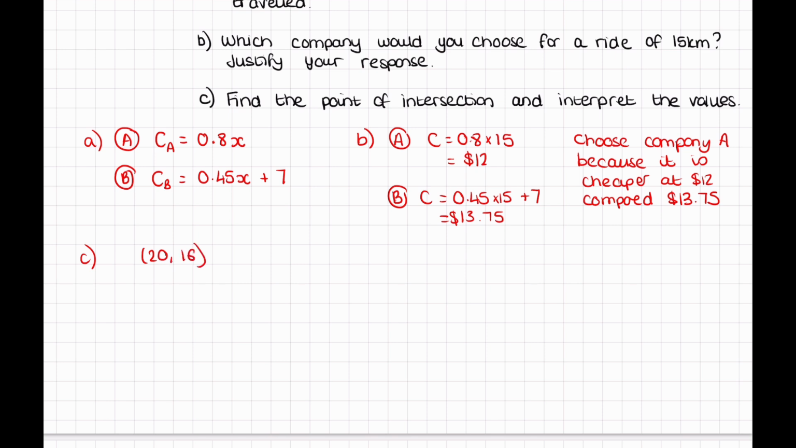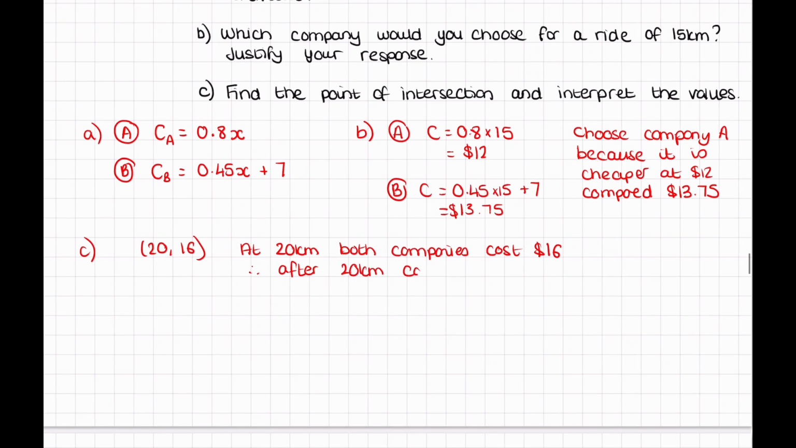So this means that at 20 kilometers, both companies will cost $16. So at 20 kilometers, both companies cost $16. And if you can see this on the graph, after 20 kilometres, company B will be cheaper than company A.